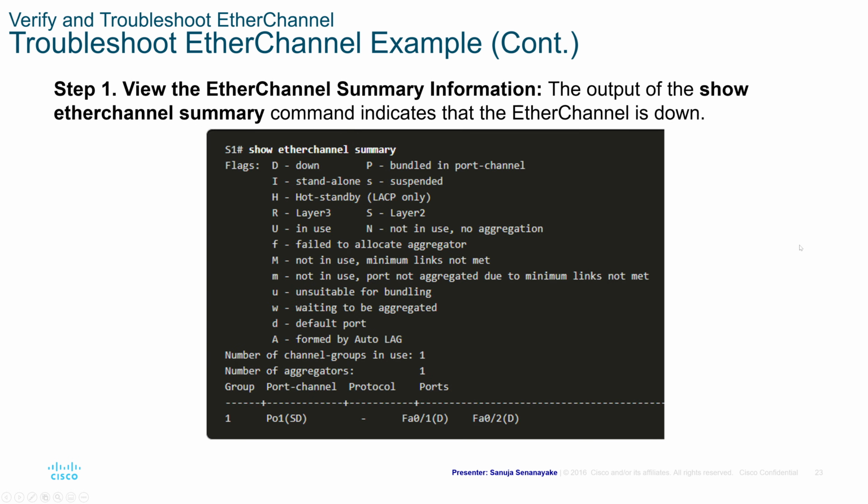Step 1, view the EtherChannel summary information. The output of the show etherchannel summary command indicates that the EtherChannel is down. So if you go to switch 1 of the previous diagram and enter the command show etherchannel summary, it shows that the EtherChannel is not formed and it is currently down, and it's showing right here as the channels are down.